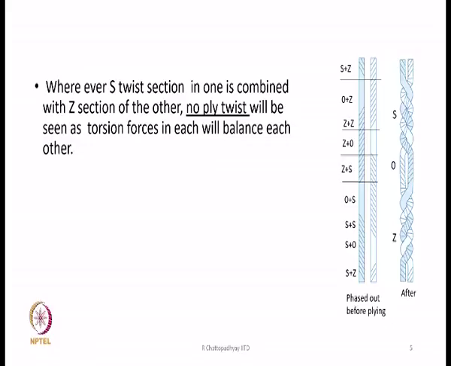Wherever an S twist section in one is combined with a Z twist section of the other, no ply twist will be seen there, as torsion forces in each will balance each other. So, here is the portion where this part is having S twist, but the neighboring part is having Z twist, and because they are next to each other, this torque is going to balance each other and therefore, they will not be able to roll on each other, and hence the ply twist is 0 here.